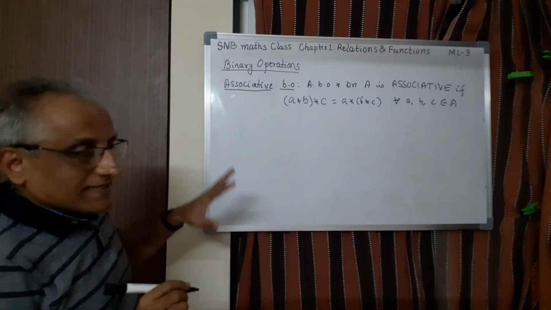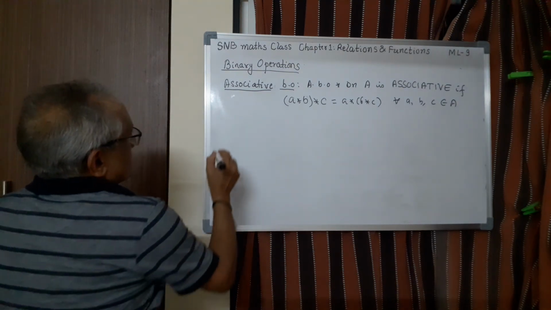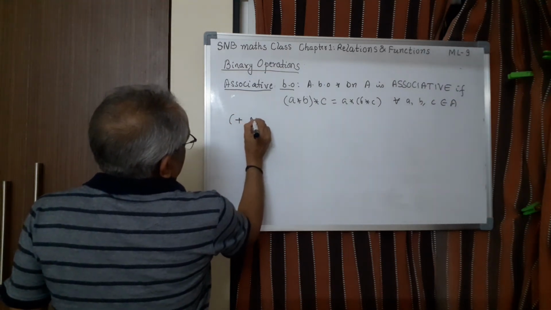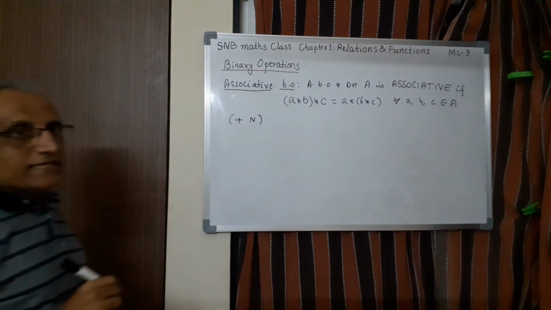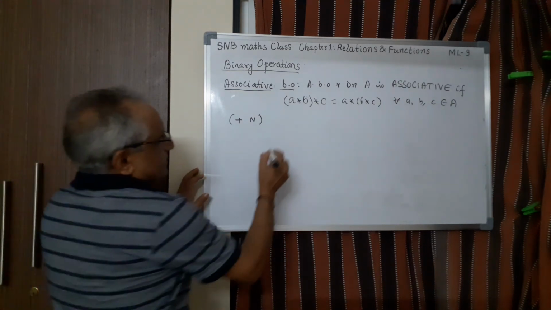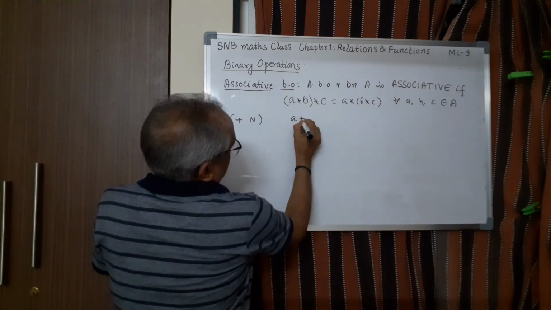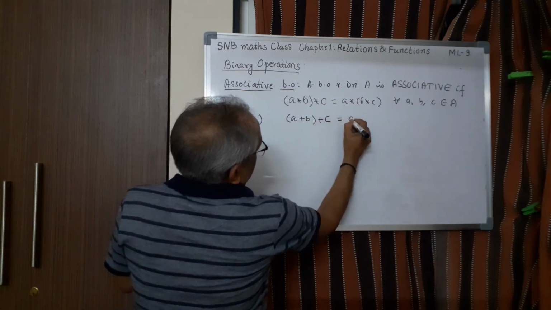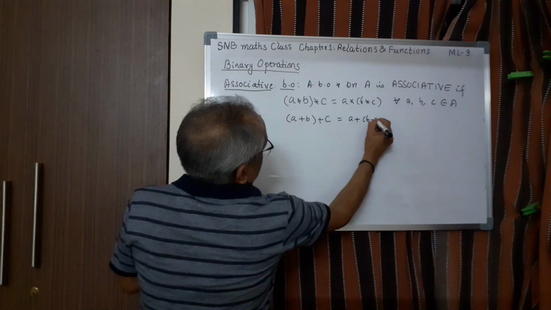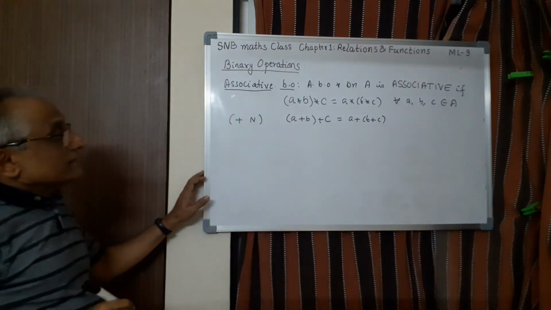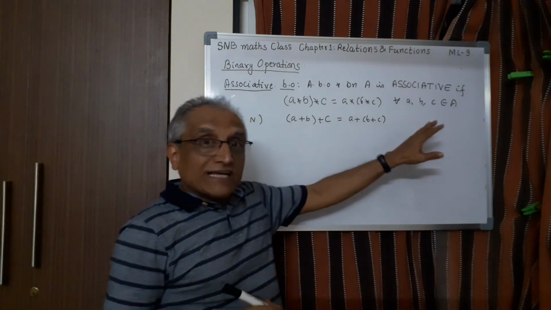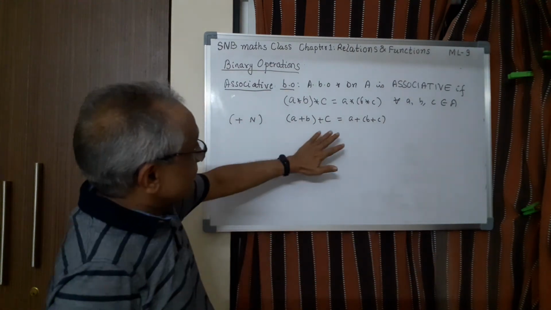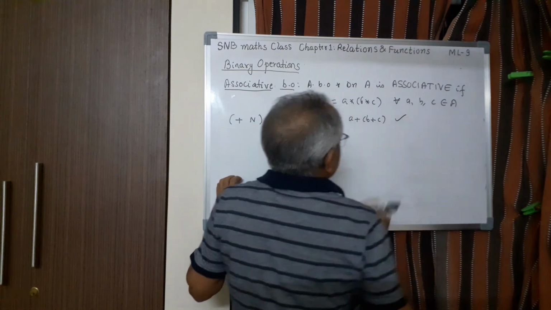Now let us give a few examples for this. Let us say, for example, plus in n. So is it associative? You yourself can check it. A plus B plus C is definitely equal to A plus B plus C, because addition is associative in case of natural numbers. It is also associative in case of real numbers. So therefore it is associative, definitely.